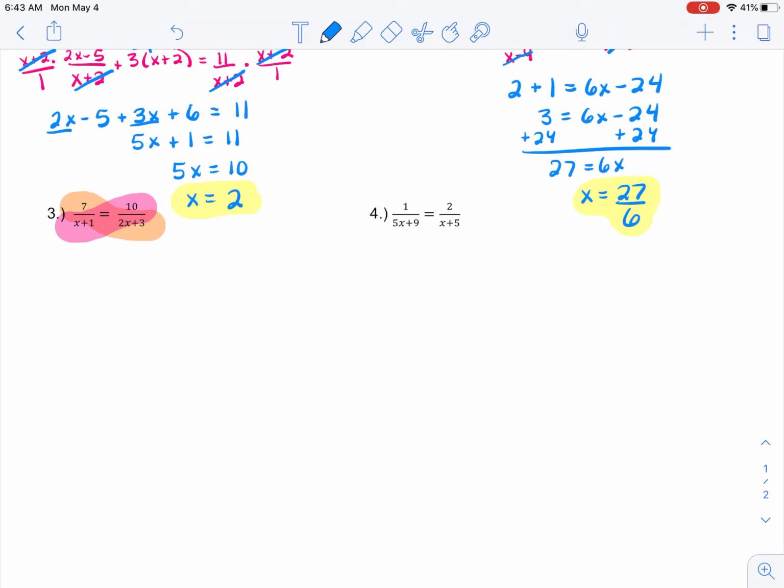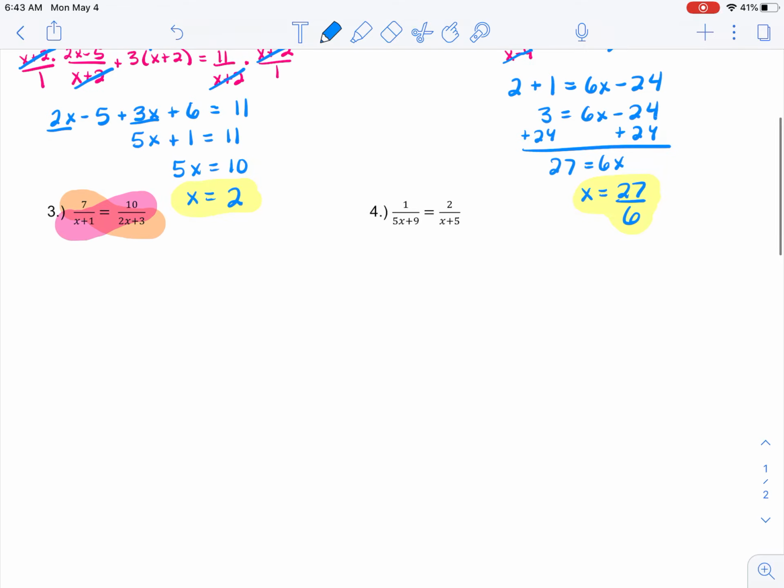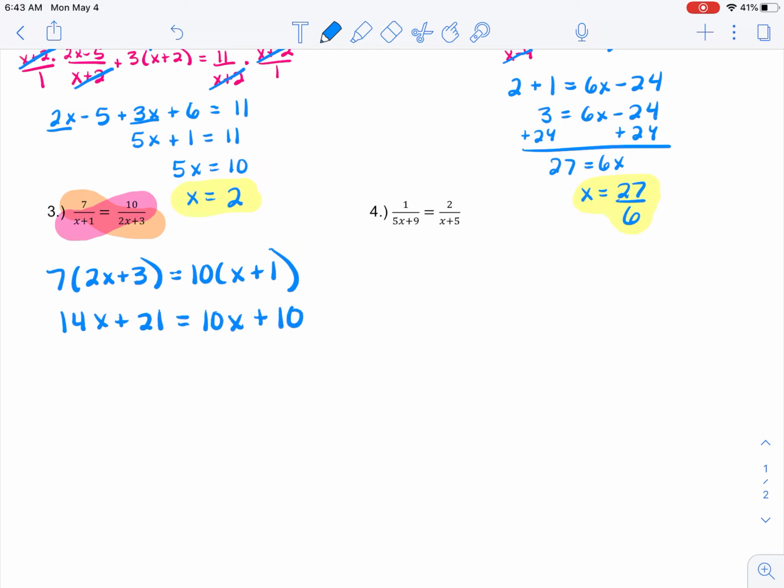Okay, and so what I taught you in the first solving video is that these cross products are the same. 7 times 2x plus 3 has to equal 10 times x plus 1. Okay, and so that's your setup, and then all you have to do is distribute. So you get 14x plus 21 equals 10x plus 10.